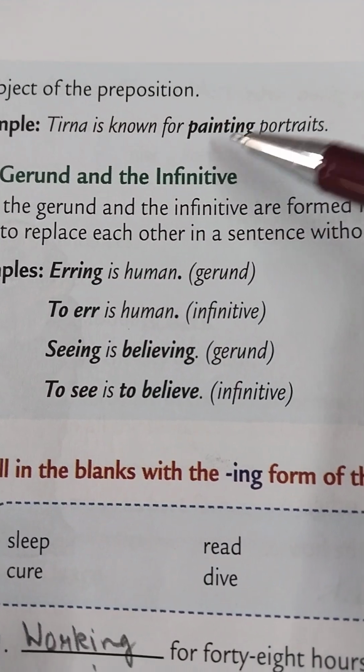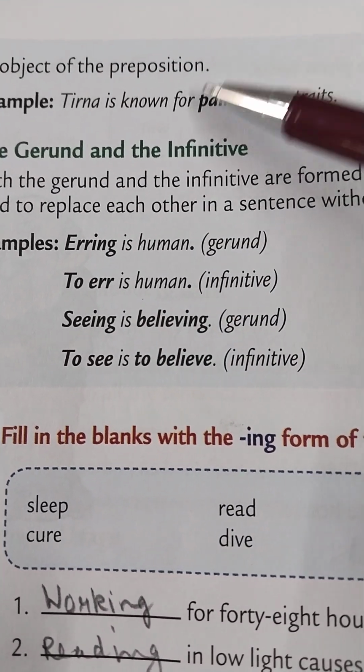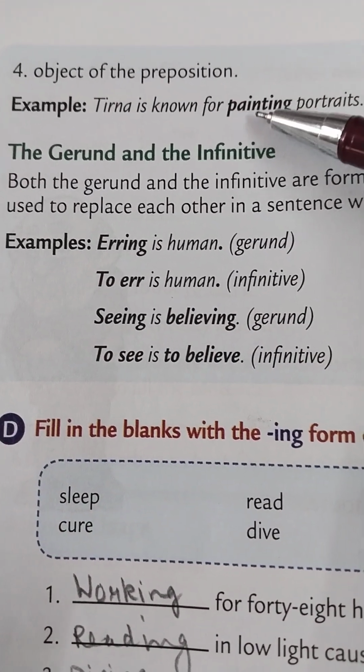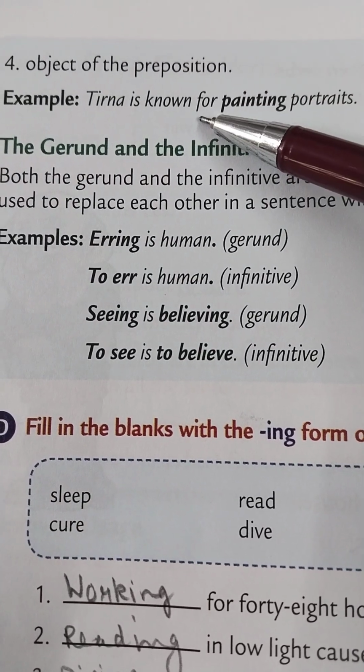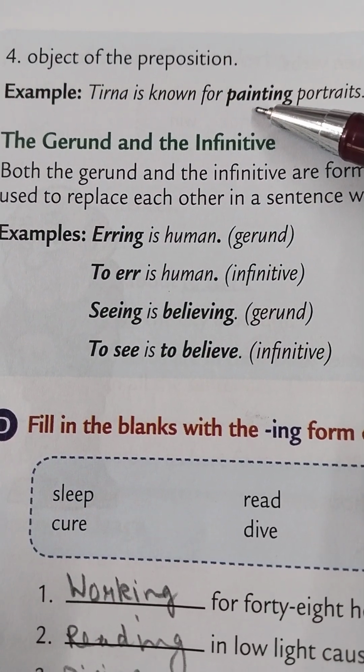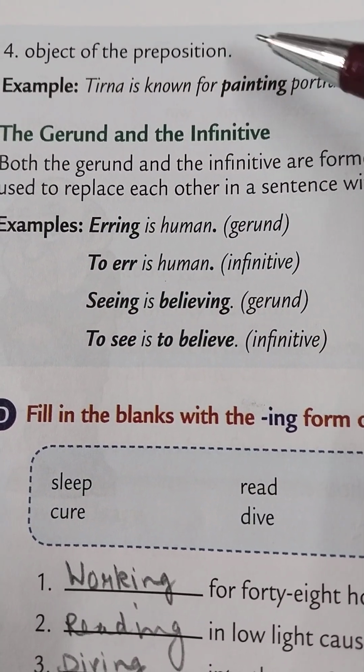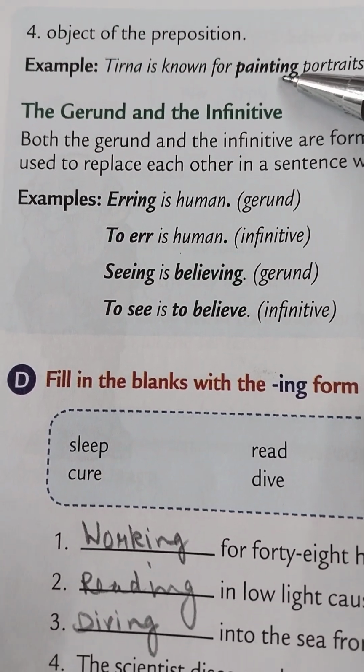Now a gerund also works as an object of the preposition, like: Tina is known for painting portraits. In this sentence, painting is the object of the preposition for, and that's why it is a gerund.